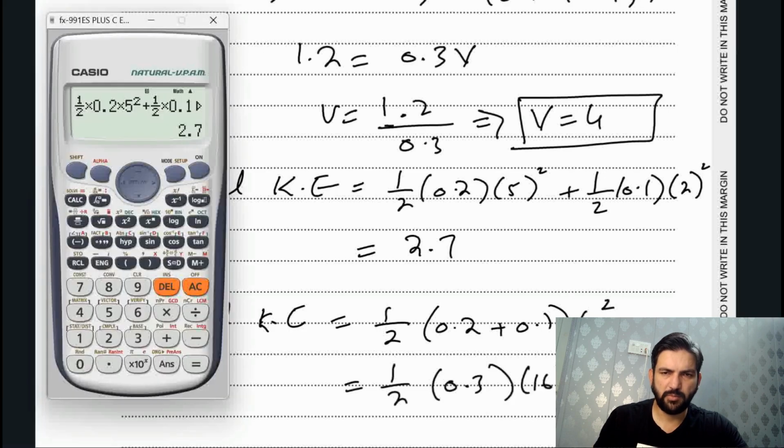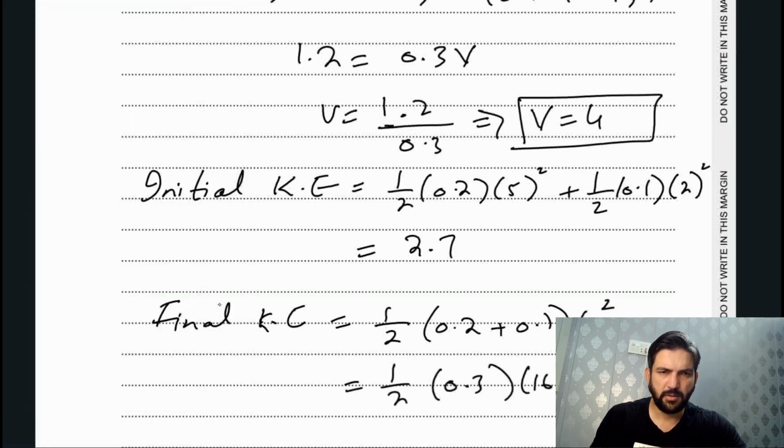So if we simplify it, this will be fraction 1 by 2 multiplied by 0.3 multiplied by 16. So this will be equal to 2.4. So we can say that the final kinetic energy is 2.4.